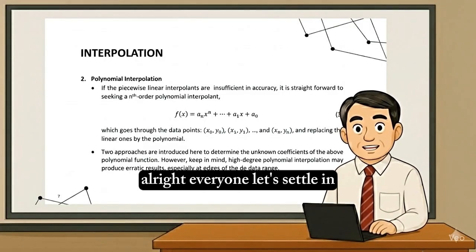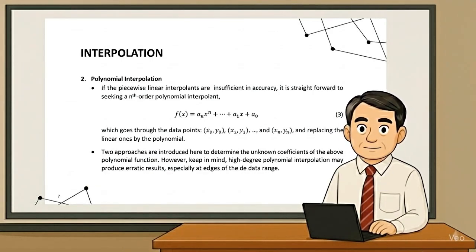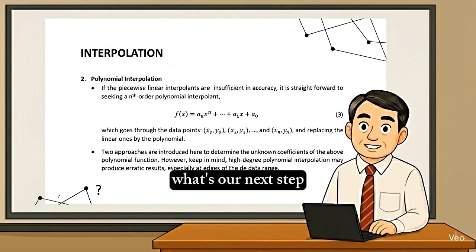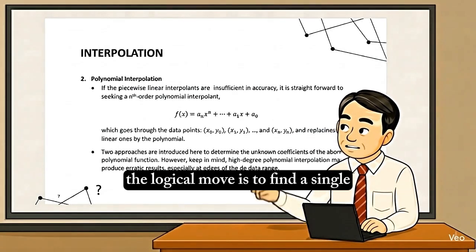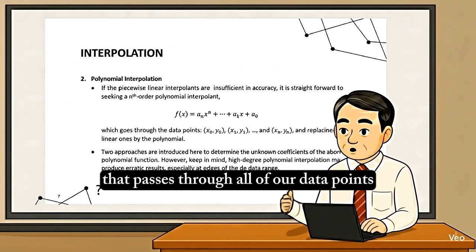All right, everyone, let's settle in and continue our discussion on interpolation. If these linear interpolants are insufficient, what's our next step? The logical move is to find a single, smooth curve that passes through all of our data points.